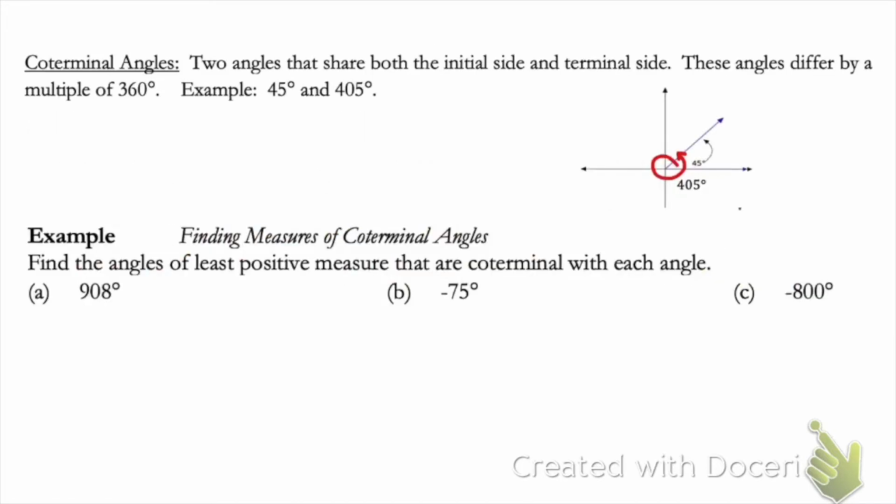Coterminal angles. These are two angles that share both the initial and the terminal side. They differ by a multiple of 360. So an example would be 45 degrees and 405 degrees.